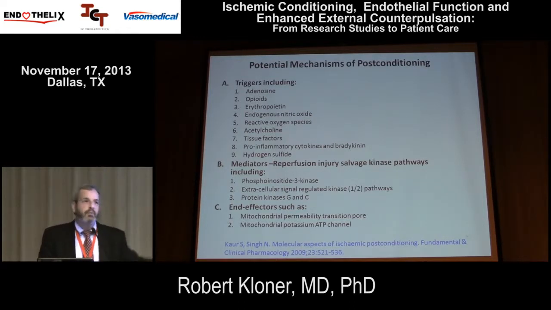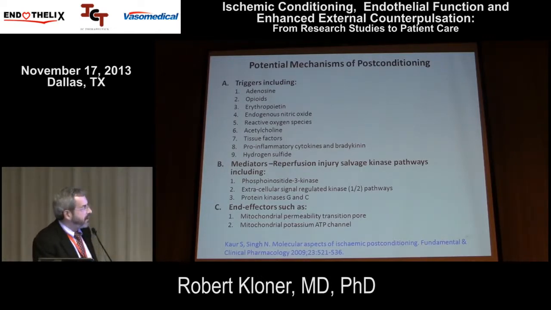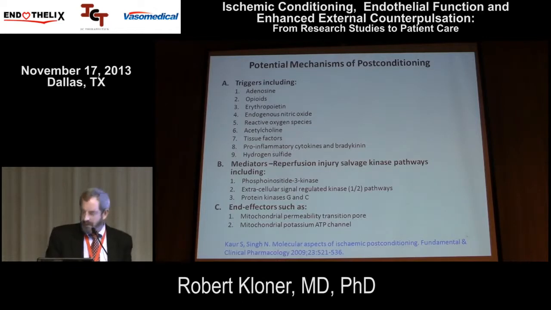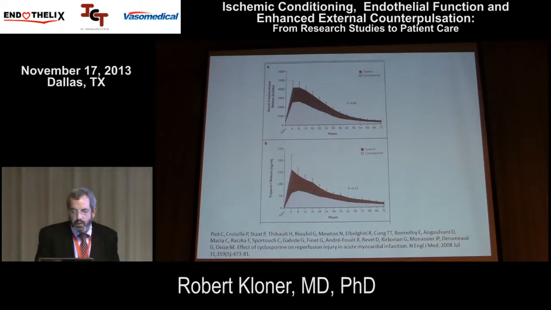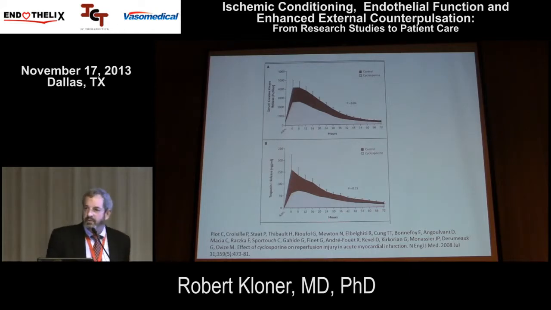We don't have time to go through all of these now, but one of the mechanisms that comes up again and again is the concept that an end effector might be the mitochondrial permeability transition pore, which opens under conditions of ischemia and reperfusion. When cyclosporin, an agent that keeps that transition pore closed, was given by Piot and coworkers, they found it was associated with smaller infarcts in patients with ST elevation MI, and they published that in the New England Journal of Medicine.